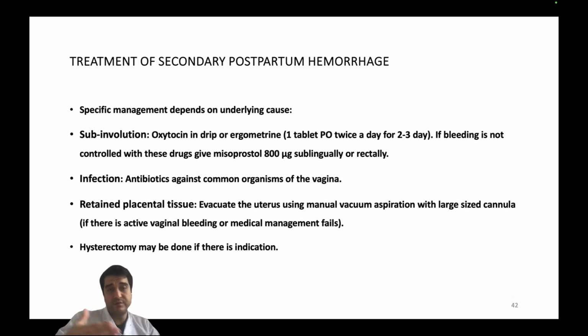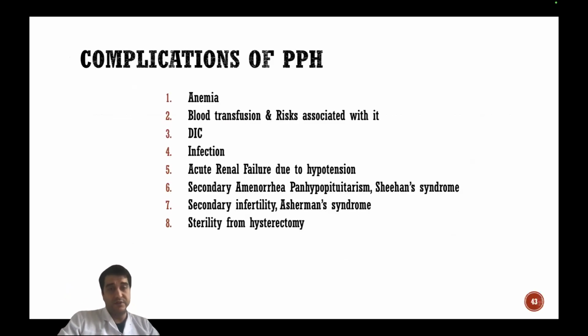Treatment of secondary postpartum hemorrhage: the causes are subinvolution and infection. If it's subinvolution, use uterotonics. If it's infection, use antibiotics. For retained placental tissue, evacuate the uterus using manual vacuum aspiration or a large-sized cannula. Hysterectomy may be done if you have any indications.